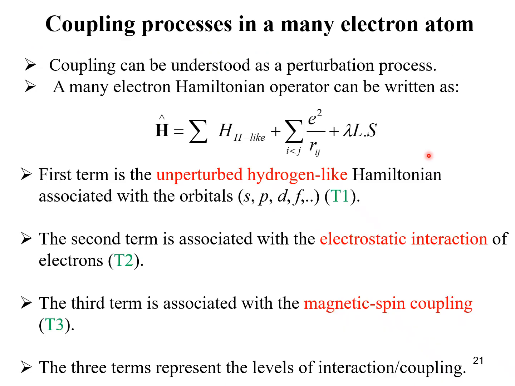Now we move to the coupling effect, where the coupling can be understood as a perturbation process, and the many-electron Hamiltonian operator can be written as this set of expressions. The first term is the unperturbed hydrogen-like Hamiltonian associated with the orbitals s, p, d, f, while the second term is associated with the electrostatic interactions, and the third term is associated with the magnetic spin coupling. The three terms represent the level of the interactions or the coupling between the electrons.